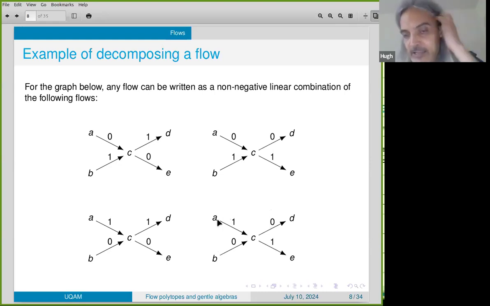But the interesting thing to notice here is that there's something a little bit non-trivial going on, because there's different ways of expressing a flow in terms of these 4 flows, because the sum of these 2 flows is equal to the sum of those 2 flows. So there's some linear dependencies, and so there's not a unique way to express a flow as a non-negative linear combination of these flows.